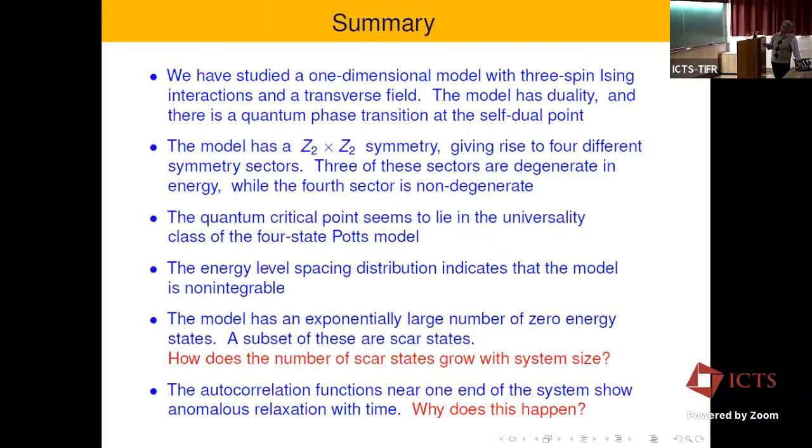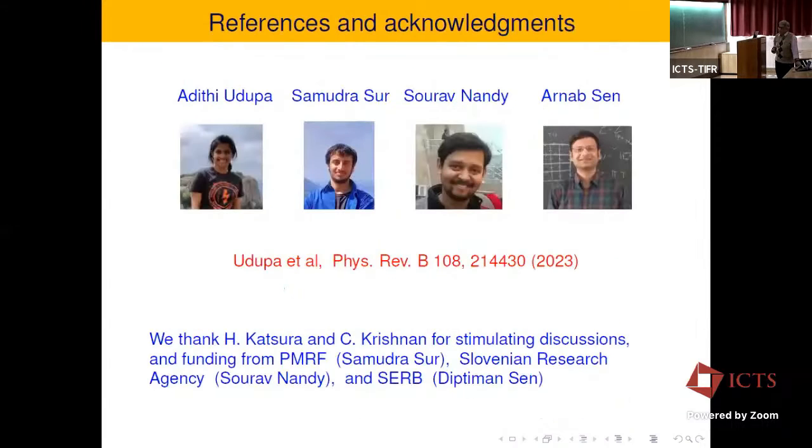So the summary is we have studied a one-dimensional model with 3-spin Ising interactions and a transverse field. I've told you about the symmetries of this. It seems to lie in the universality class of the 4-state Potts model. The energy level spacing distribution seems to indicate this is non-integrable. It has a large number of zero energy states, a subset of which are scar states. One question we don't have an answer to is how the number of scar states grows with system size. And the autocorrelation functions near one end show anomalous behavior with time, and we don't really understand why this happens. So that's it.